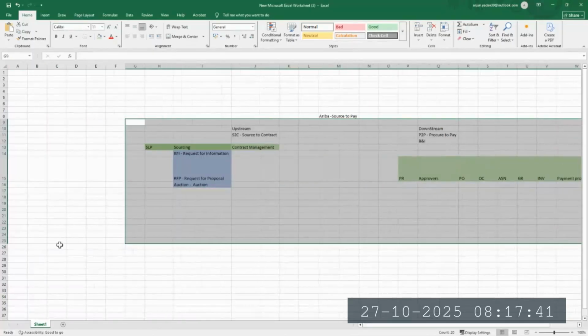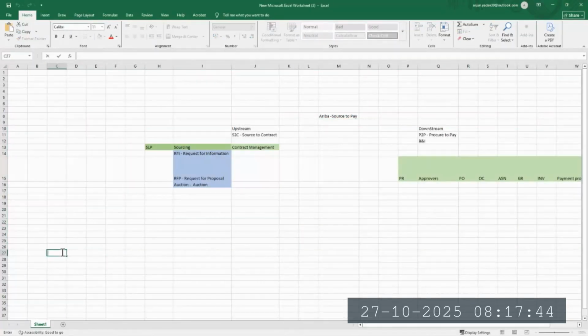Okay, so let's assume we have a demand now, that is a laptop. So to have the laptop, what the organization is planning is to go with a sourcing activity. So what the user will do, he will first onboard the suppliers with the help of the SLP tool. With the help of SLP, he will onboard Lenovo, Dell, and HP suppliers.